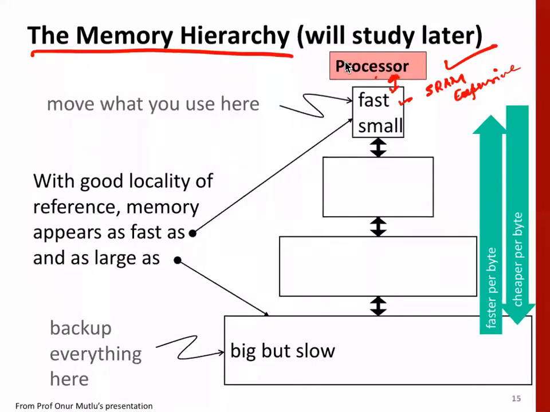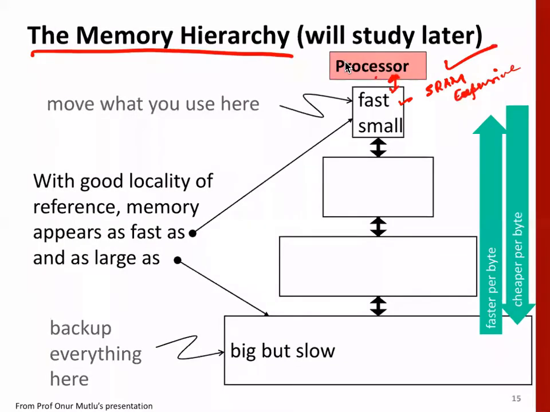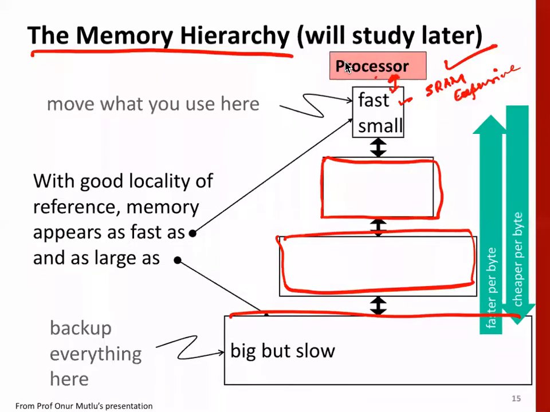So what we do is that we create a hierarchy, and we keep slightly slower memory but higher in capacity. Okay, and then put another one, and so on. This is the fastest one. This is, sorry, slowest but largest.